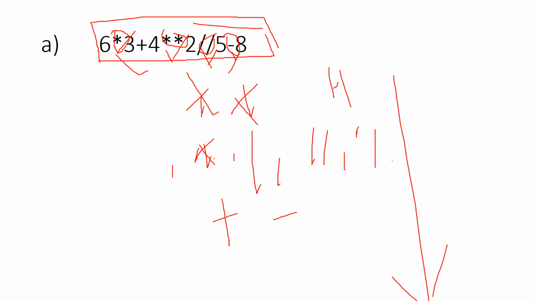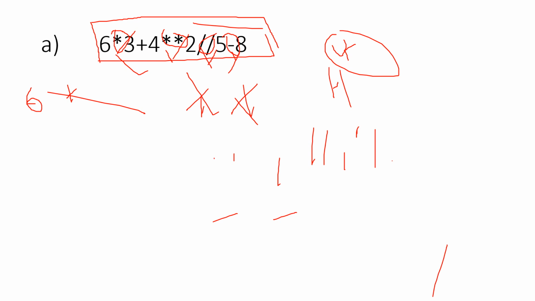This has the highest priority and this is the lowest priority. So we're going to solve. First of all, will we solve 6 into 3? No. First of all, 4 to the power 2 will be solved first. So 6 into 3 will remain like this. Okay, let me erase this. Sorry for that.